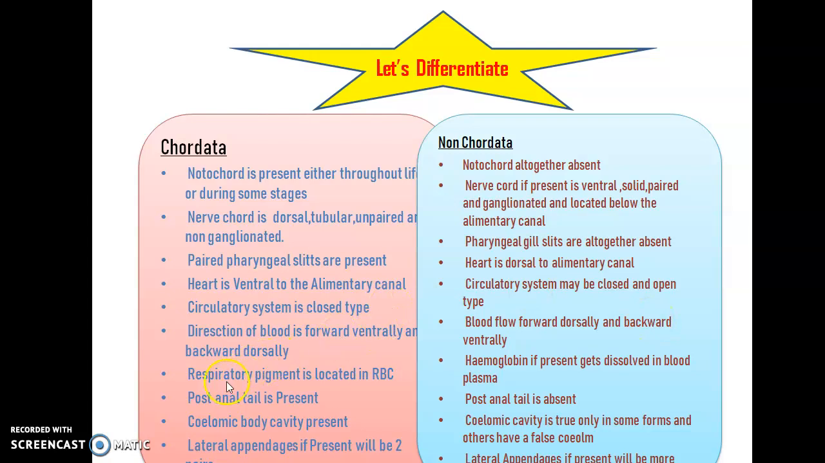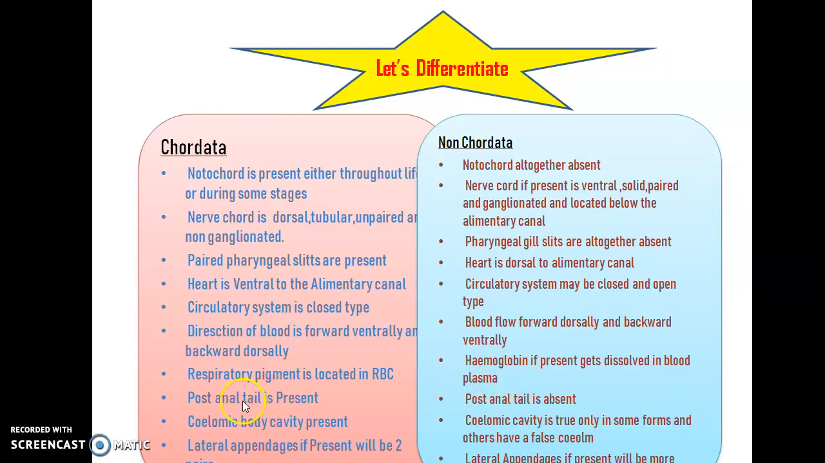Then comes the respiratory pigment. Which is the respiratory pigment in chordates? Yes, hemoglobin. Hemoglobin is located where? Inside the RBC. While in the case of non-chordates, most of them have colorless blood, but some possess blue colored pigment or dark red colored pigment. So here the hemoglobin is generally absent, but if it is present, it is dissolved in blood plasma because they do not have RBC.